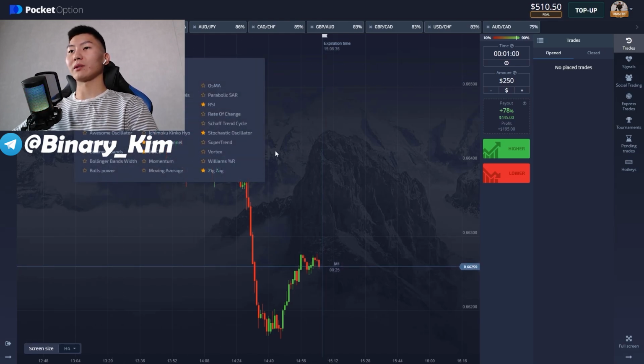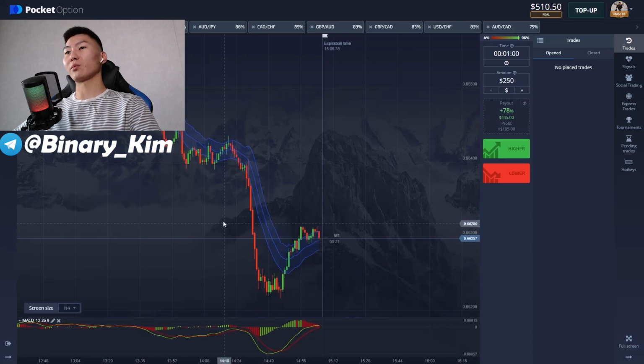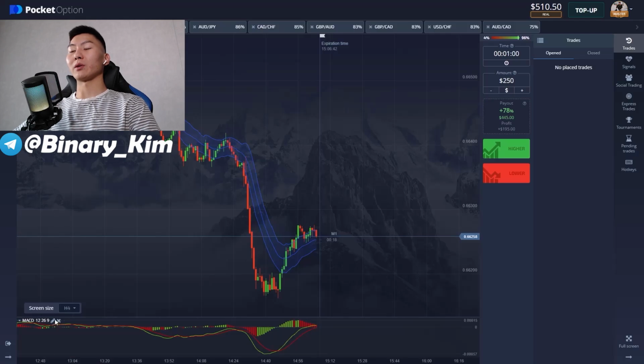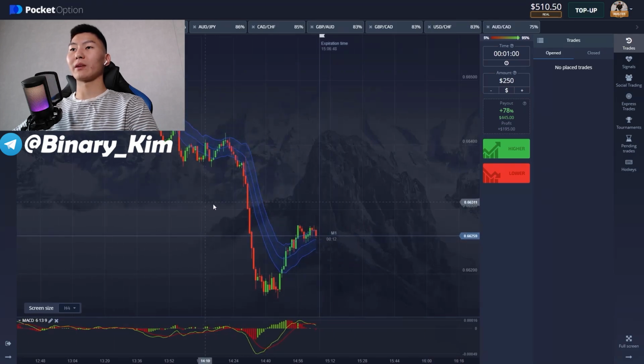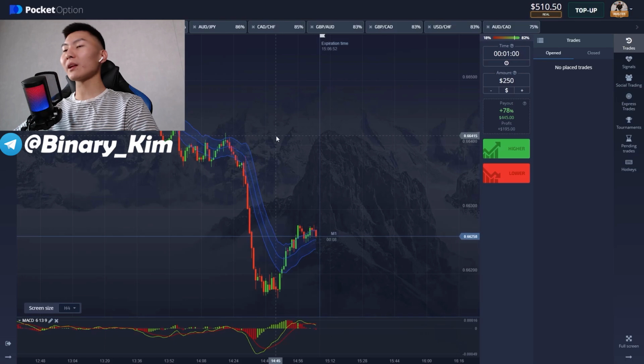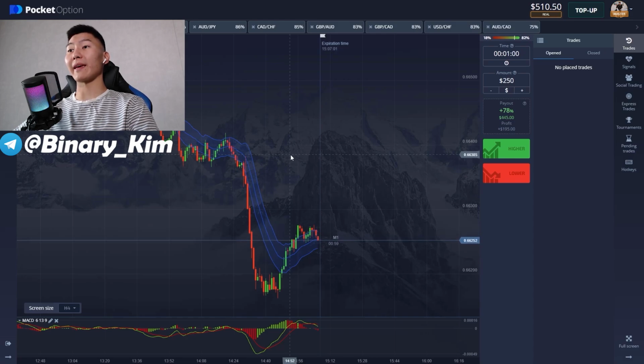Let's pick out our indicators. The first one is going to be the Keltner channel, and the second one is MACD. We are going to play on the 1 minute time frame. That's why we set the fast period 6 and the slow period 13. There we go. The main indicator will be the Keltner channel. Mostly we are gonna look at this one, and the MACD signals will be complementary and enhance our signal.